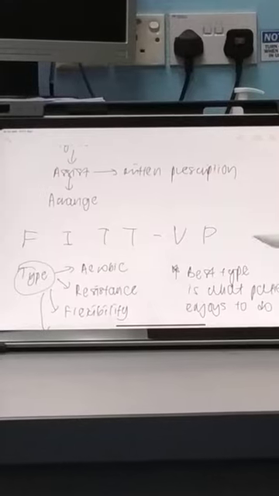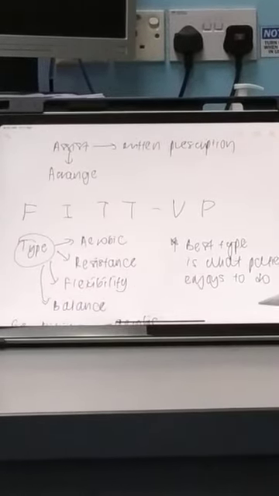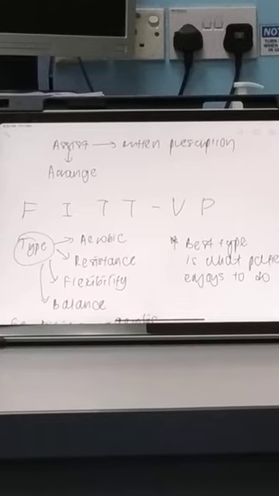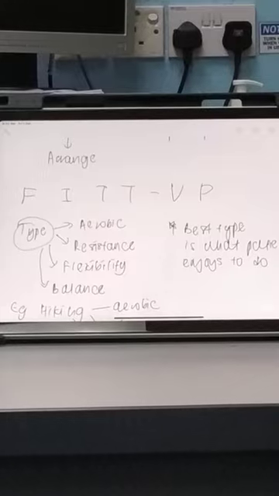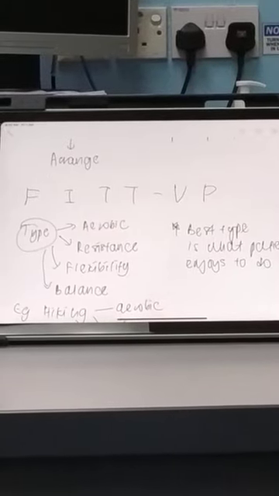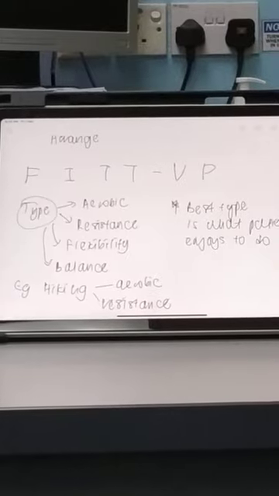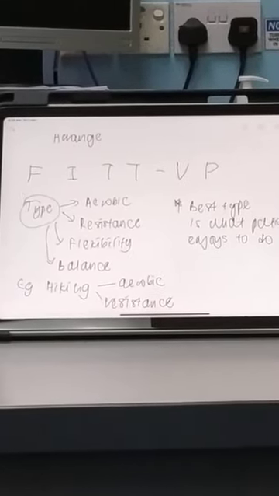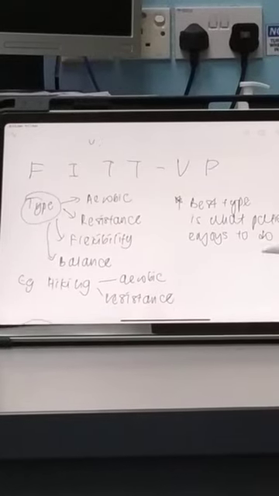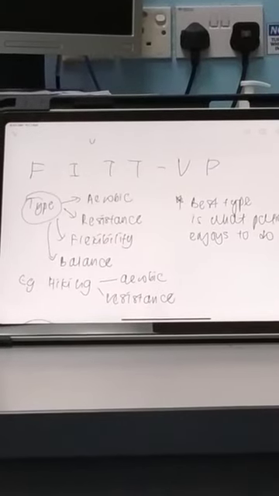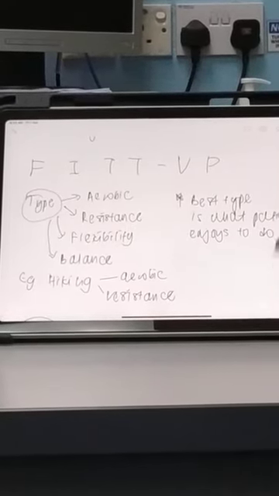First I'm going to explain the types. There are actually 4: aerobic, resistance, flexibility and balance. Aerobic is basically running, walking, hiking, all that. Resistance is like weightlifting, and flexibility is like yoga, tai chi. And balance is like tai chi or yoga as well. In this case we let the patient choose what he enjoys doing.